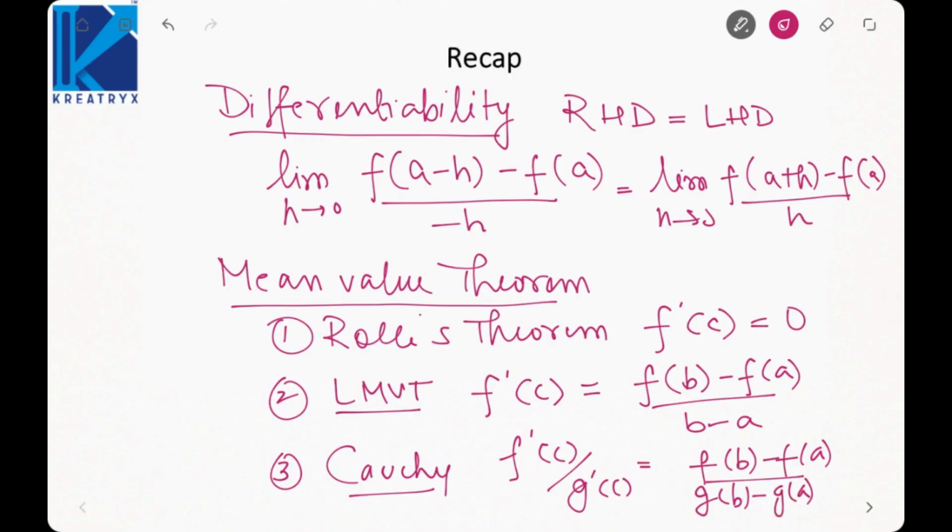So the beauty in Cauchy's theorem was that though it may seem that it has been derived from LMVT, it is different as it takes the same point in both the functions.